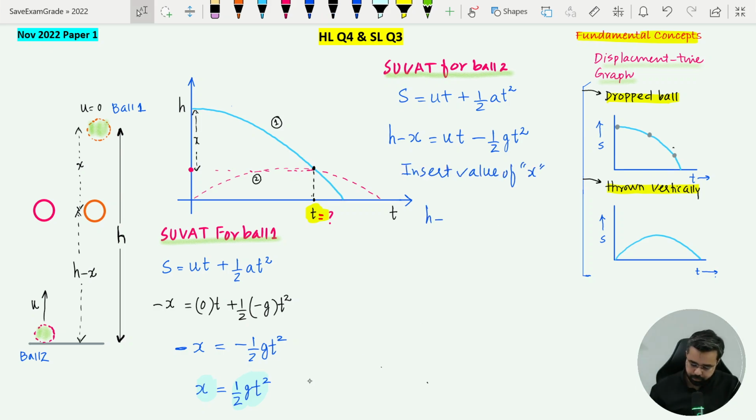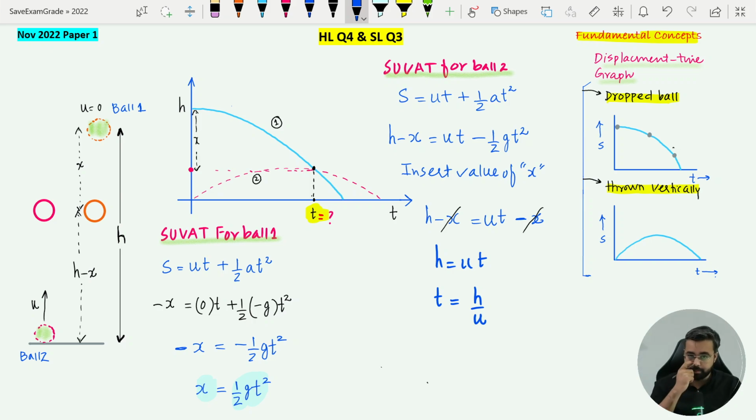So this will become h minus x equals u t minus x, and as we have minus x on both sides, we can cancel them out, or you can add x on both sides. So what we got is h equals u t, hence the time t equals h over u. This is the time when they are at the same height from the ground. So option C is the right answer.